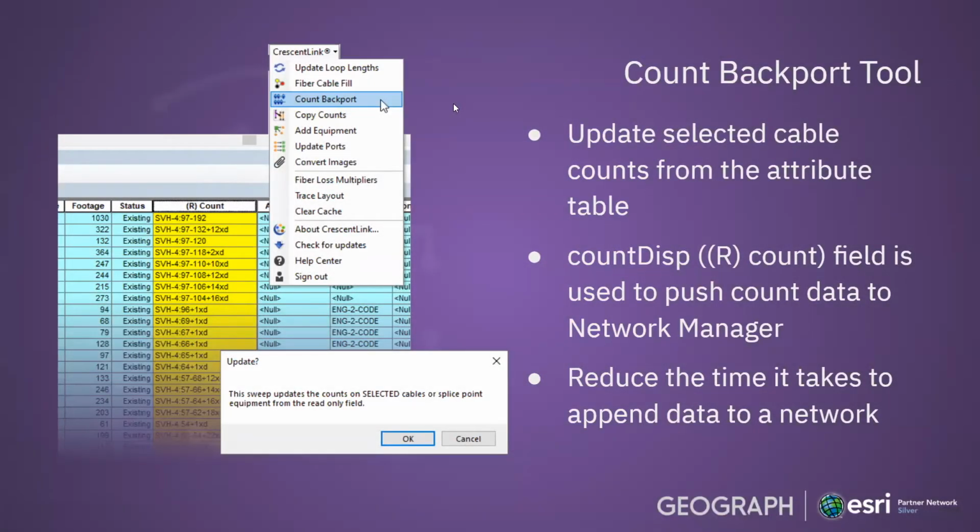The next tool I'm going to cover is the Count Backport tool. This tool automates the function of populating counts within Network Manager after loading or appending features to the SDM cable layer. If the count disk field on the cable layer has data in the proper format, the tool translates it into the XML format used in CrescentLink connectivity. It's important to understand that this function will override existing count data.